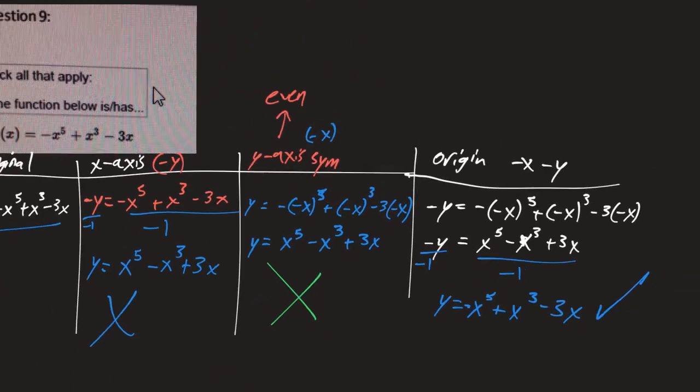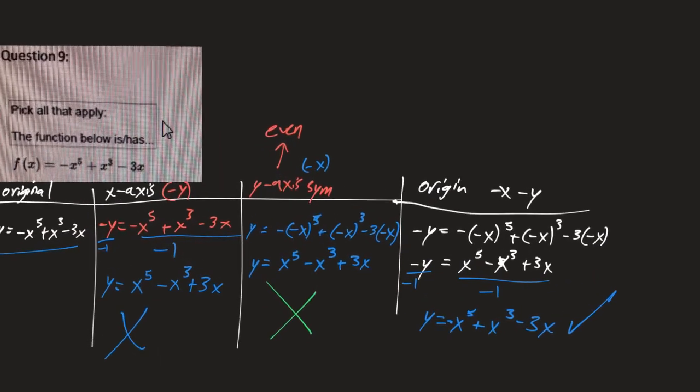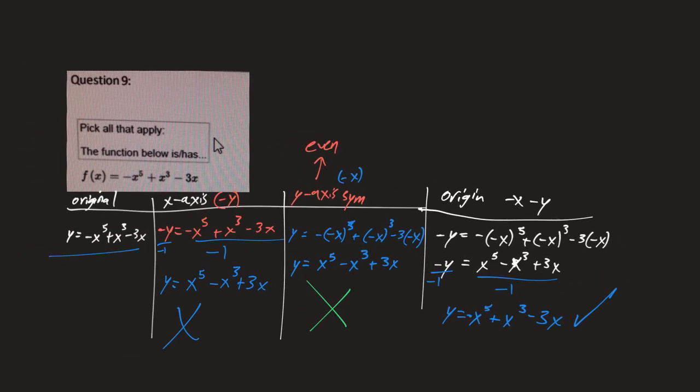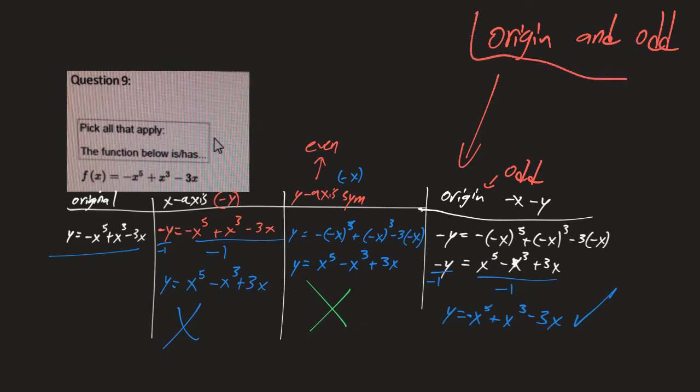All right, and what that means for us now is that we can say this symmetry is correct, and my function has origin symmetry. That also means that this function is odd because these both go together, right? Origin and odd functions go together. So in this case, this function has origin symmetry and is treated as being odd because when I simplified it, the answer I got here was the same equation that I started with.